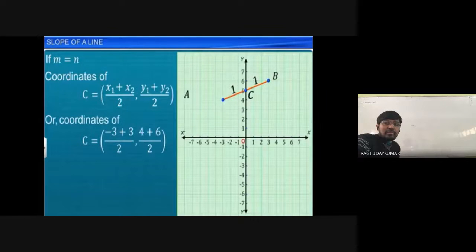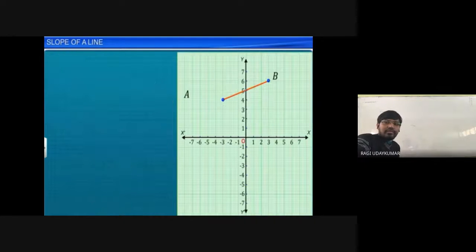If you want to find the midpoint of the segment joining A and B, the points should be substituted as x1, y1 and x2, y2. So do remember: for the x coordinate, you want (x1 plus x2) by 2, and for the y coordinate, (y1 plus y2) by 2.